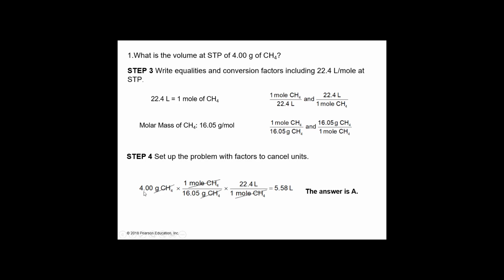So this can be done in one complete calculation. We have our 4 grams. We have our molar mass of methane. We use our conversion of molar volume, which is 1 mole of methane is equal to 22.4 liters, and the volume of methane is 5.58 liters.